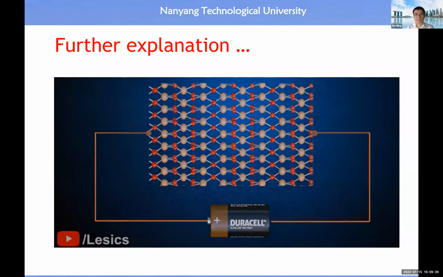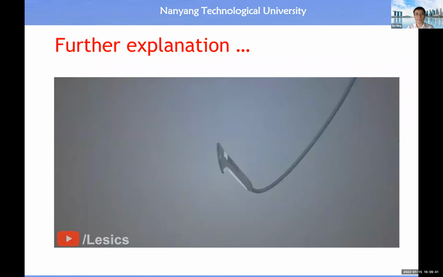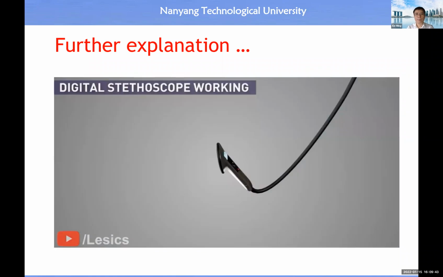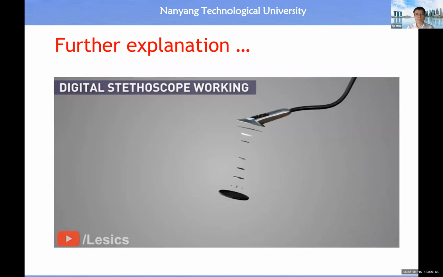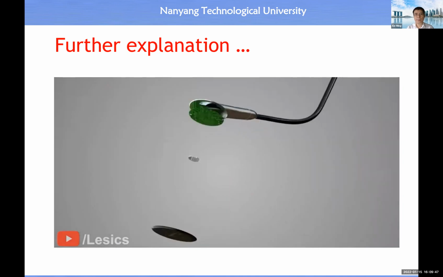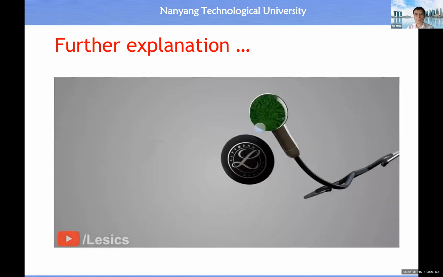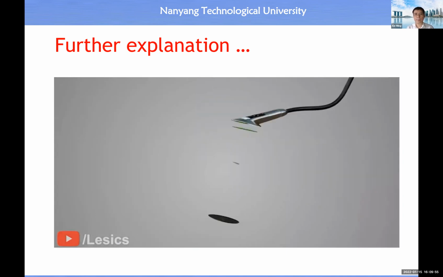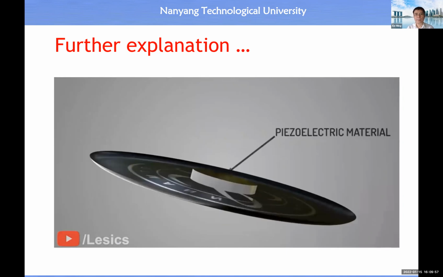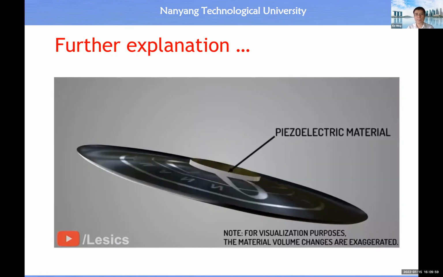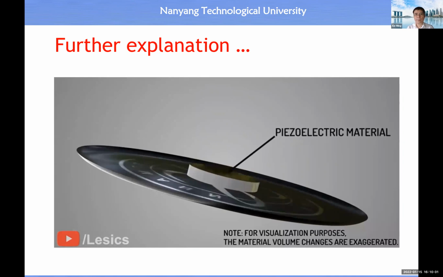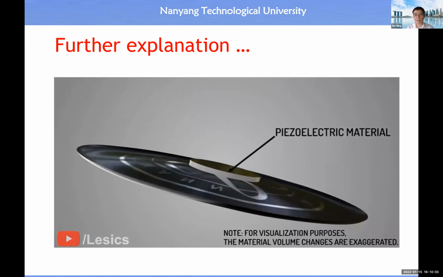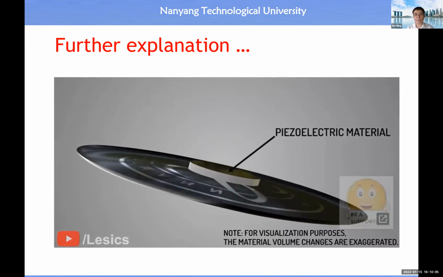Now, let's study the working of an electronic stethoscope. The electronic stethoscope has a very thin diaphragm connected to the piezoelectric material. When the sound waves hit the diaphragm, it oscillates, making compressions or expansions in the piezoelectric material. This produces voltage across the material proportional to the amount of deflection. The voltage is then transferred to an amplifier and filter circuit to get the desired output.